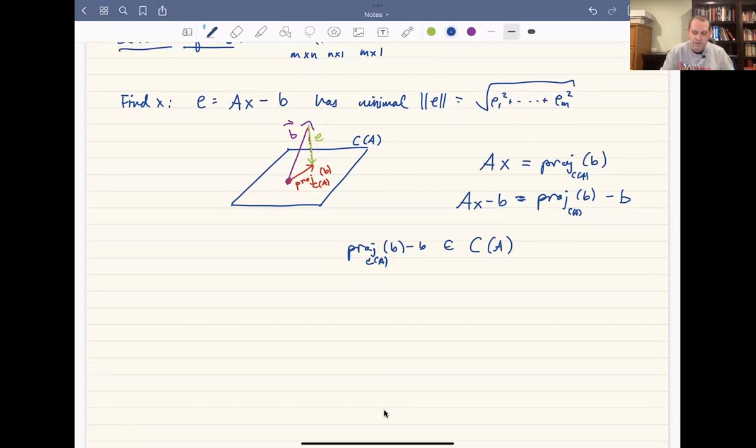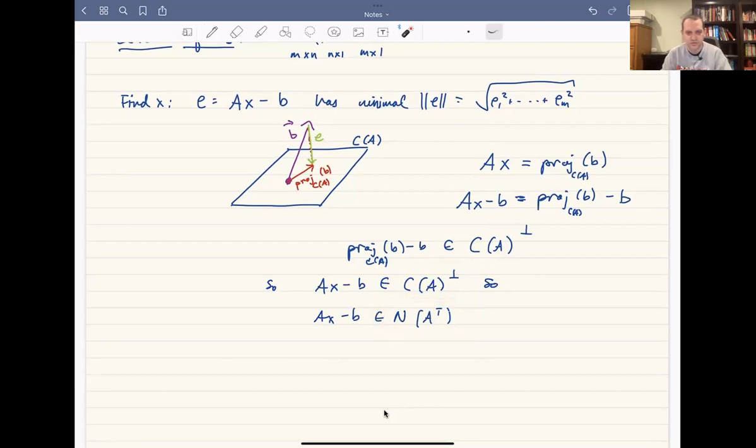And so Ax minus b is going to be this vector, projection of b minus b, and that's in the orthogonal complement of the column space of A, okay? Because it's sticking right down into that space. And if it's in the orthogonal complement of the column space of A, then Ax minus b is in the null space of A transpose, because we just said before that the orthogonal complement of the column space and the null space of the transpose are equal.